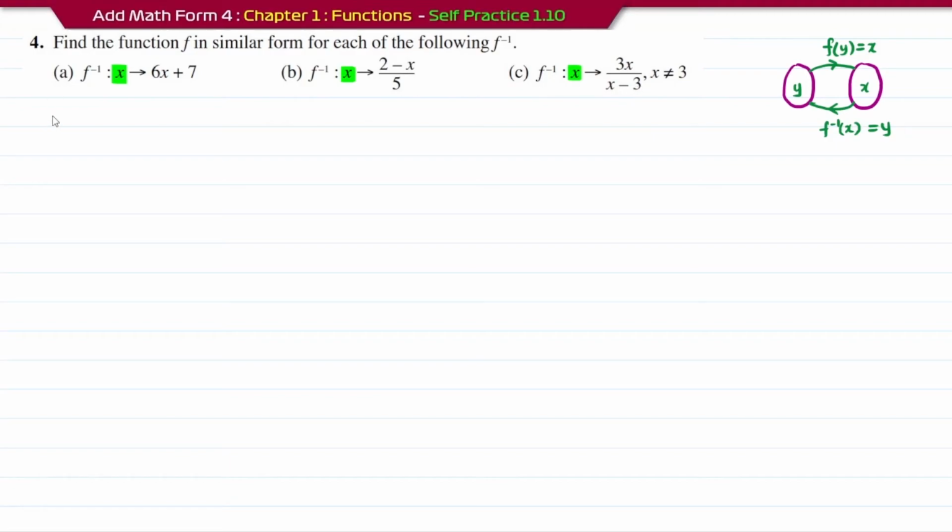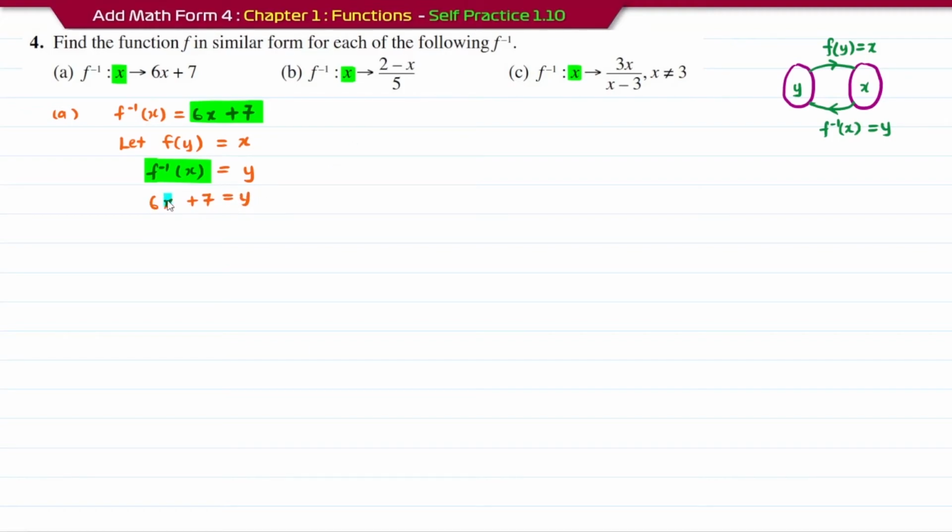So we're going to use these two relationships to help us to solve for the a, b, c. So first let us look at a. So the inverse f of x is equal to 6x plus 7. So first using this relationship, let the f of y equal to x. Therefore, the inverse f of x will be equal to y. So the inverse f of x is this 6x plus 7.